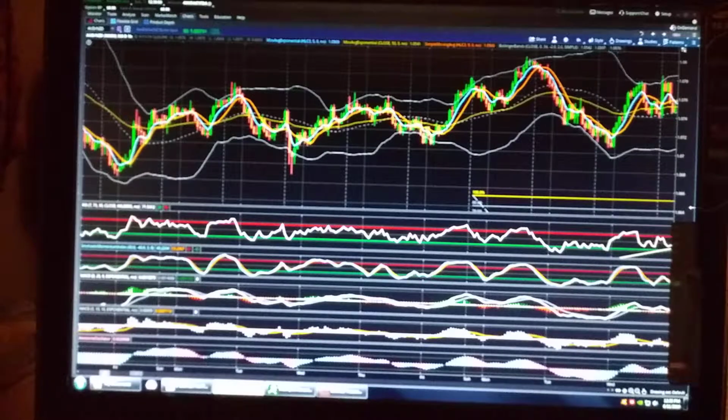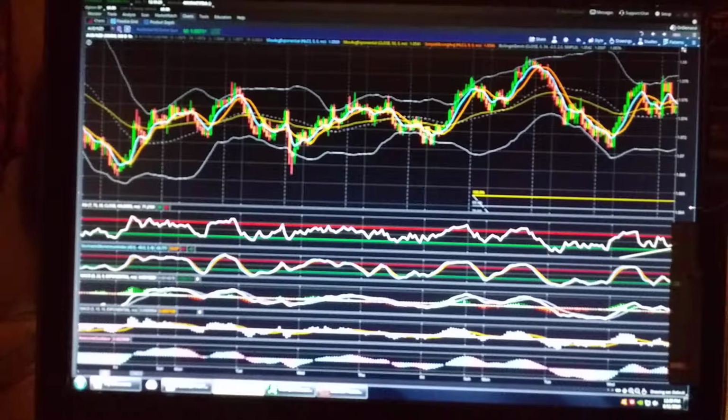Okay, hi everybody. It is June 11, 2019, 12:39 p.m. here in New York City, Eastern Standard Time, almost 1 o'clock in the afternoon. Okay, here is my scalping strategy.